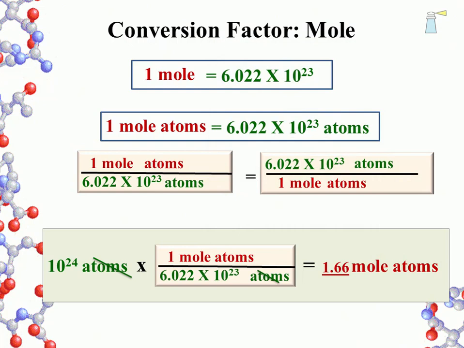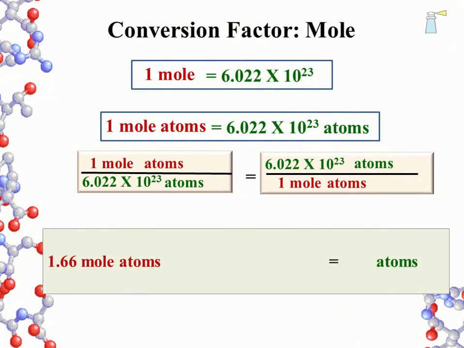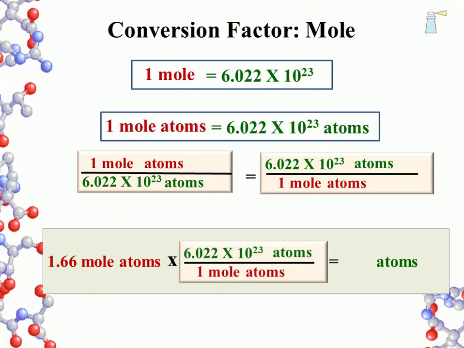For completion's sake, we can reverse this problem and have the 1.66 moles of atoms as the given or current unit, and the count of atoms as the desired unit. A different unit factor is needed in this setup because there is a different current or given unit. Since moles of atoms is technically in the numerator, the correct unit factor will have moles of atoms in the denominator. Canceling out units leads to the count of atoms, which is the desired unit.